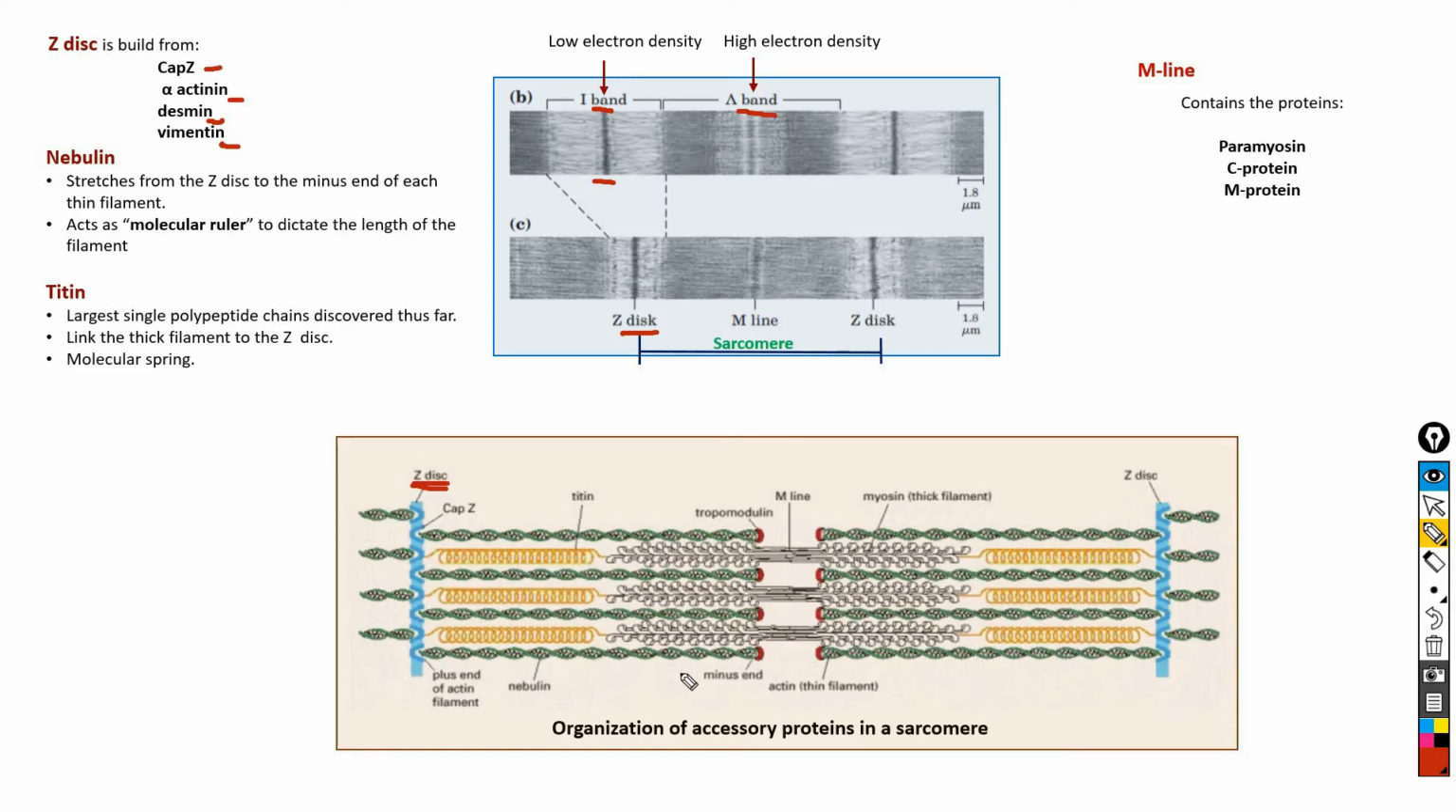Now the question is how the precise length of the actin filament is determined in the sarcomere, and it is a template protein of enormous size known as nebulin. So it is the nebulin protein that determines the precise length of each filament in the sarcomere. The nebulin protein consists of a repeating 35 amino acid actin-binding motif, and it stretches from the Z disc to the minus end of each filament. Therefore, nebulin acts as a molecular ruler to dictate the length of the actin filament.